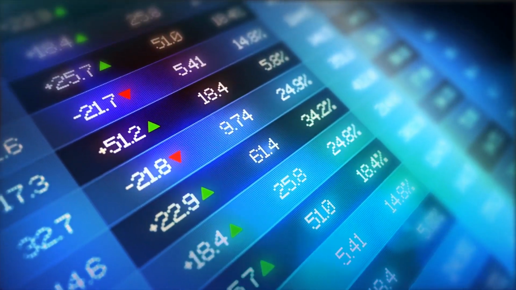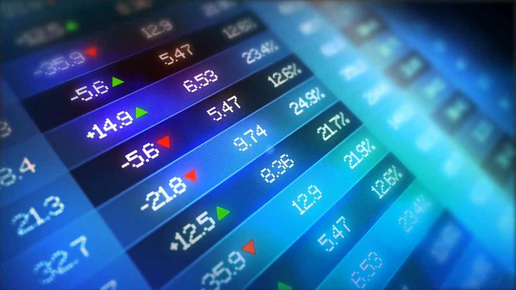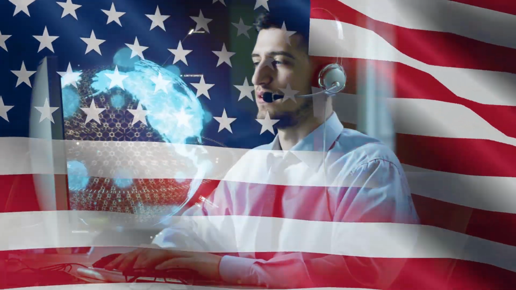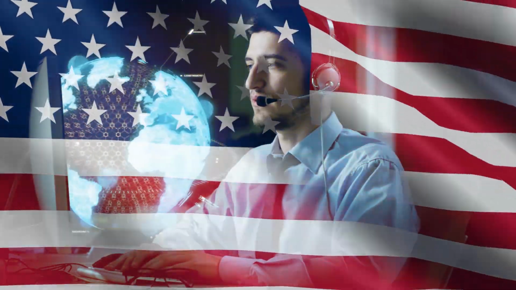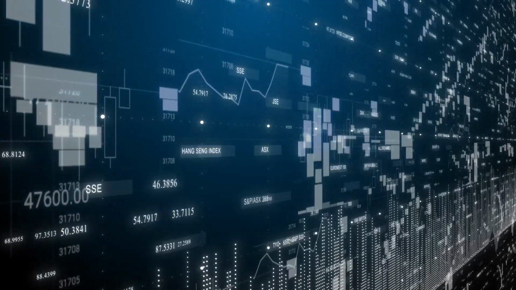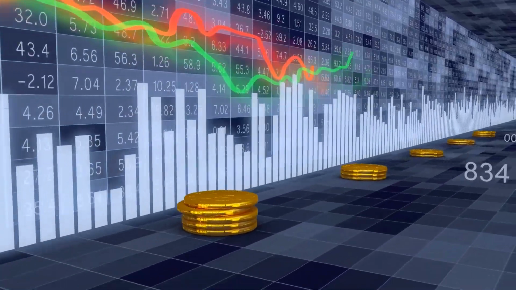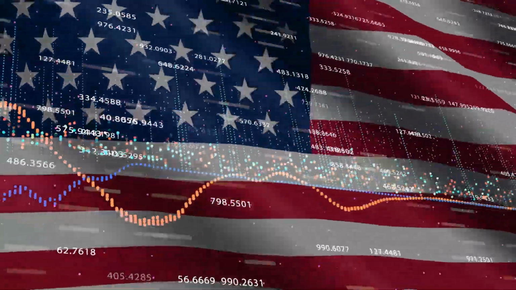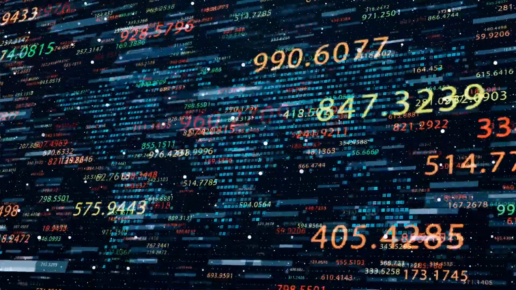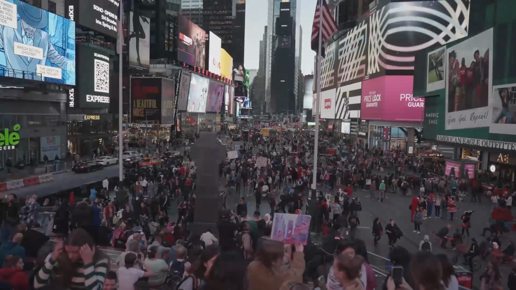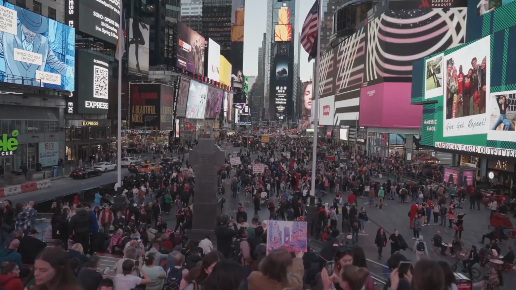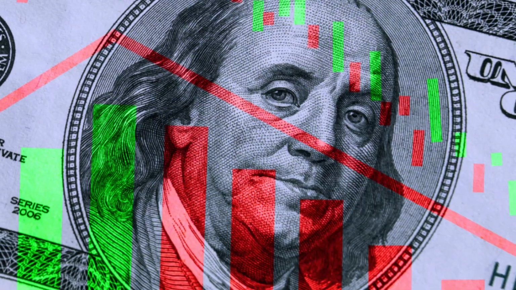Another way to prevent the collapse of the dollar is by diversifying the economy. Currently, the US economy is heavily dependent on its service sector, which is vulnerable to global economic shifts. By diversifying its economy, the US could reduce its dependence on any one sector and become more resilient to economic shocks. Ultimately, the US government and its citizens must take a proactive approach to preventing the collapse of the dollar.